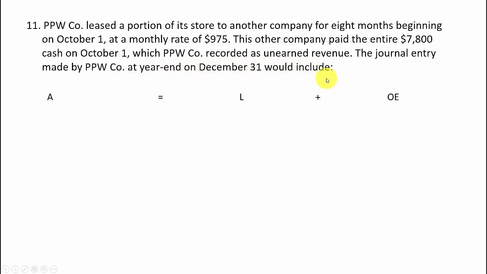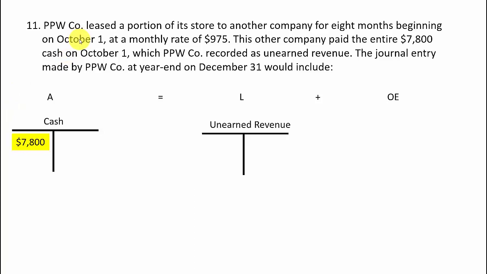Alright, so we'll take this from the very beginning. This is the accounting equation of PPW, and they received from this other company $7,800 for rent for a store situation. So we're going to take in cash of $7,800, and since on October the 1st none of it has been earned yet, we will debit cash and we will credit unearned revenue for $7,800.